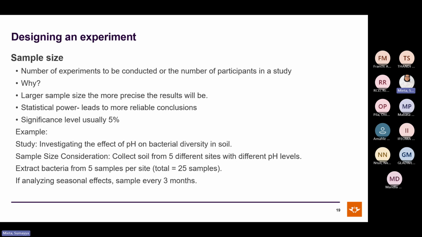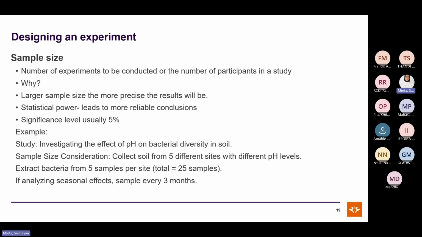Then we come to sample size. So I've touched on it, where we said that the sample size is very important, okay? Because it specifically states the number of experiments that will be conducted or the number of participants in a study. We need to be able to have a suitable sample size. And why is it? A larger sample size will provide more precise results, okay?